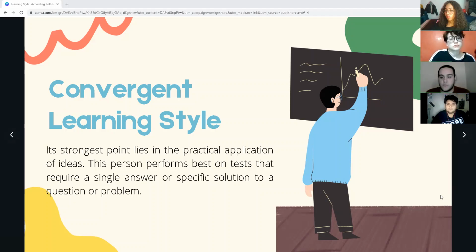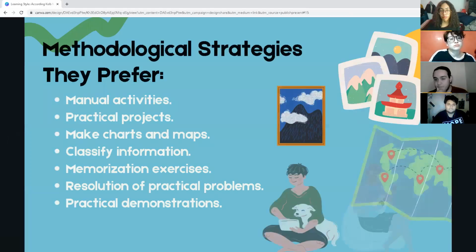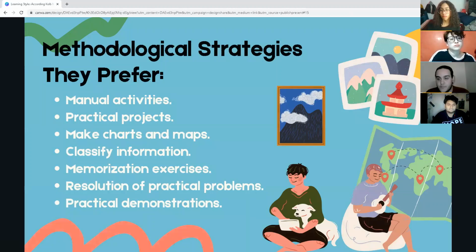Some of the strategies they prefer are manual activities, practical projects, making charts and maps, classifying information, memorization and exercises, resolution of practical problems, practical demonstrations, etc.